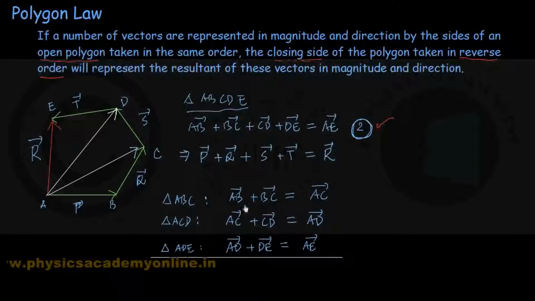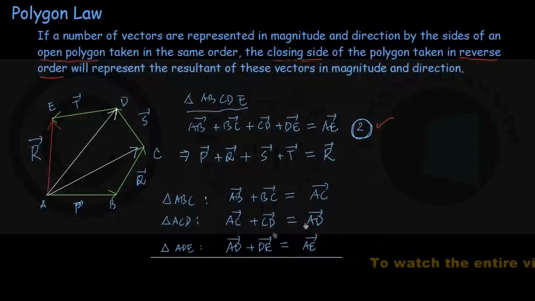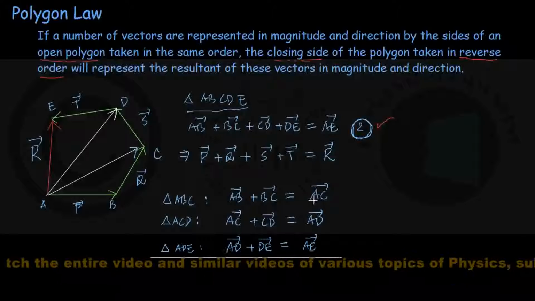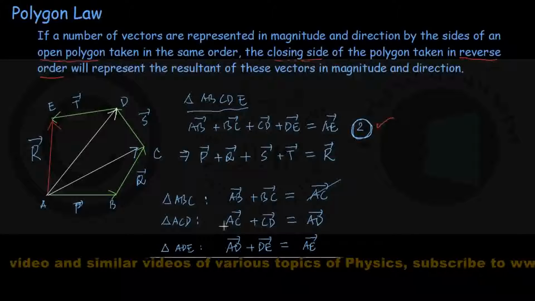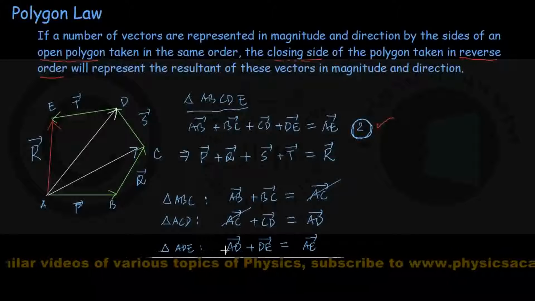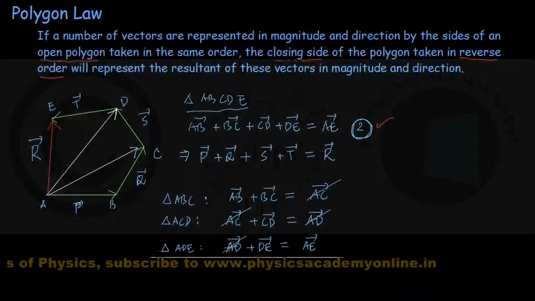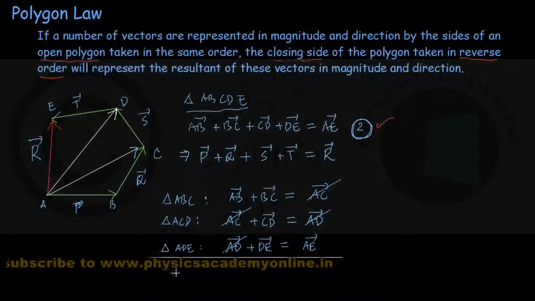When you go for the addition, I can see here that this AC on the left hand side and this AC on the right hand side will cancel out. Similarly, this AD and this AD cancel out. Let's see what I get. Diagonally, AD on the right hand side and AD on the left hand side cancel out in the next step. So what we're getting is this.